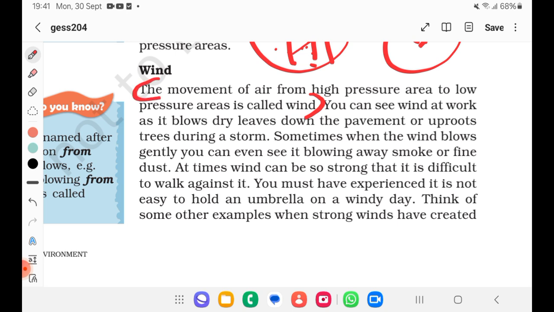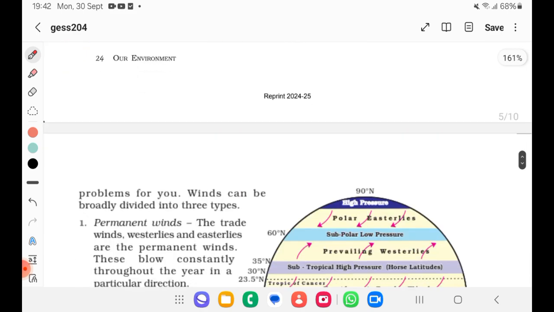You can see wind at work as it blows dry leaves down the pavement or uproots trees during a storm. Sometimes when the wind blows gently, you can even see it blowing away smoke or fine dust. At times, wind can be so strong that it is difficult to walk against it. You must have experienced it. Not easy to hold an umbrella on a windy day. Think of some other example when strong winds have created problems for you.